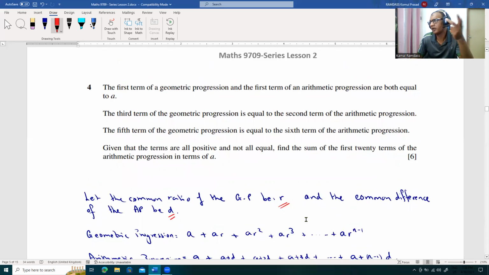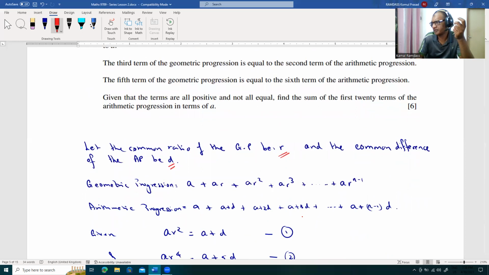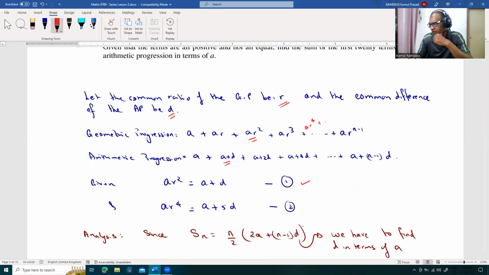The third term of the GP is equal to the second term of the AP. AR squared is equal to A plus D. Okay, first equation. The fifth term of the geometric progression, AR to the power of 4, is equal to the sixth term of the arithmetic progression, A plus (6 minus 1) into D, A plus 5D. That is the second equation.